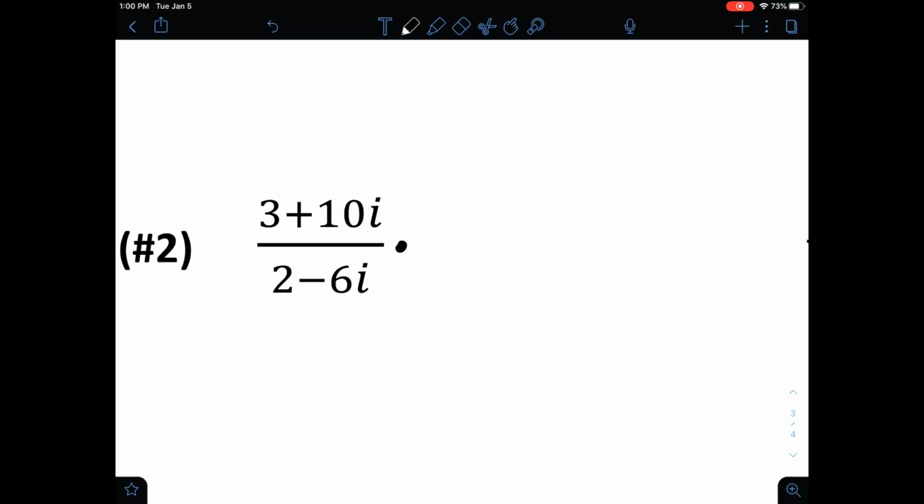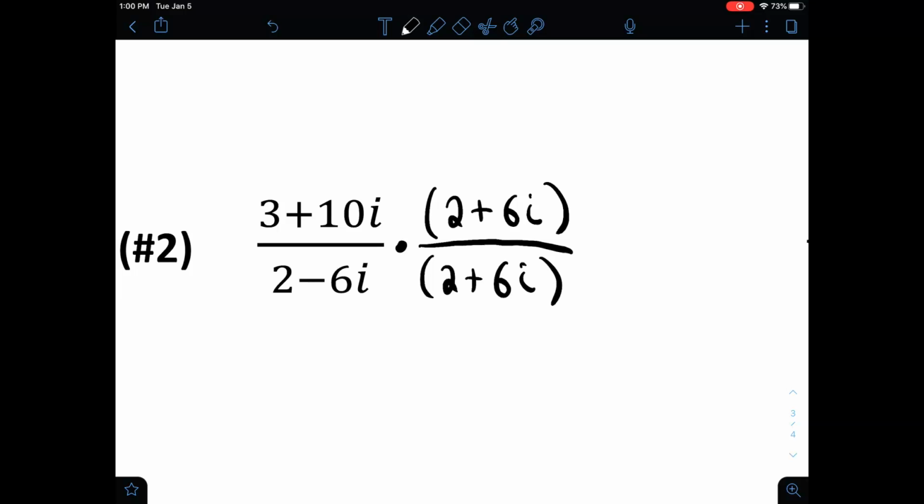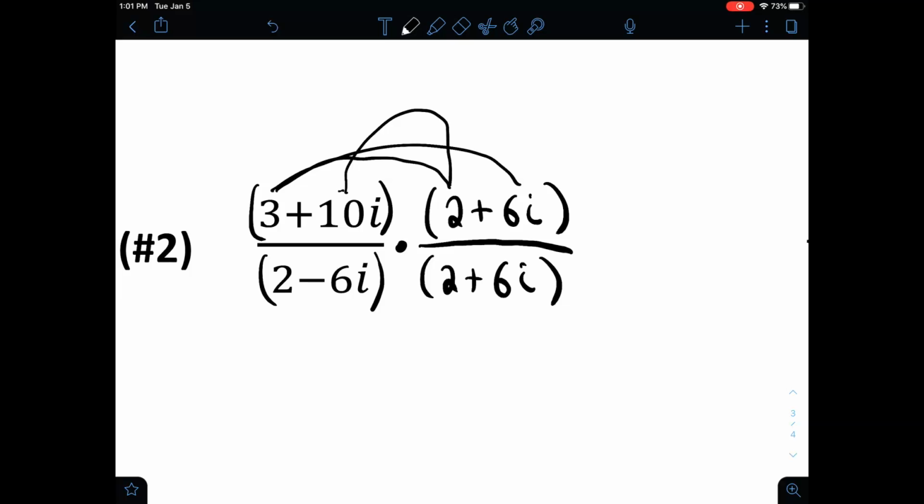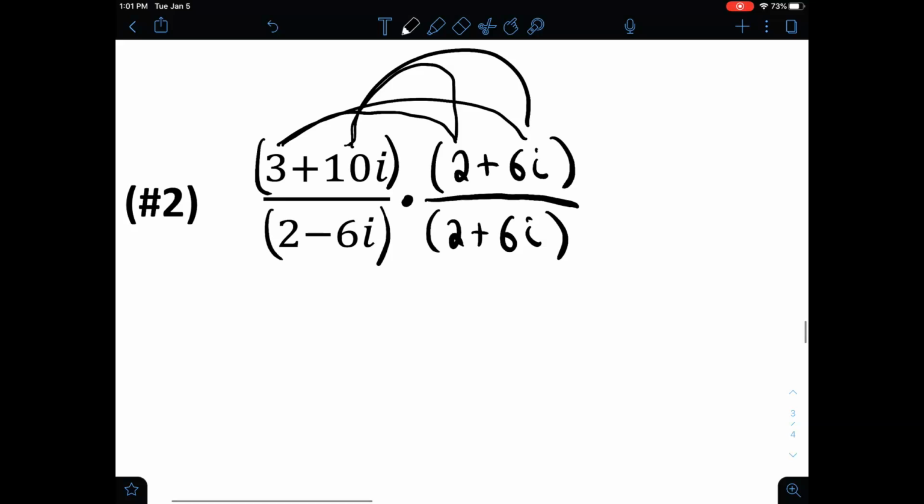So we're going to multiply top and bottom, since we have a complex number, by the conjugate of 2 minus 6i, which is the opposite sign. So it's not 2 minus 6i, it's going to be 2 plus 6i. We're going to do top and bottom by 2 plus 6i. And now this is kind of tricky, because we have to FOIL all this. We have to do 3 times 2, 3 times 6i, 10 times 2, and 10i times 6i, basically. Okay, so let's do that first.